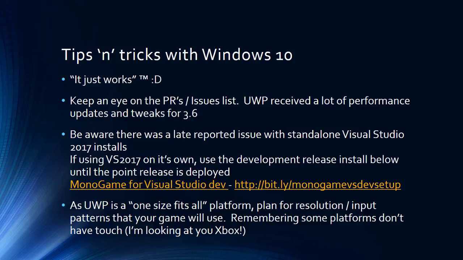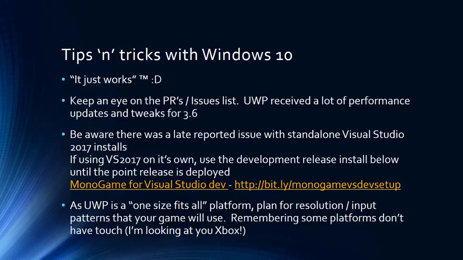Now, this is where I said there was a late reported issue when you're using Visual Studio 2017 on its own. This baffled everybody because it was fully tested with 2017, but only when you had 2015 installed. And when that happened, it worked. If you had Visual Studio 2017 installed on its own, a nice clean machine, then for some reason the MonoGame templates just would not work. So a quick fix has been put in there. It's there live in the development release. So if you're using 2017 on its own at the moment, just grab the dev release.